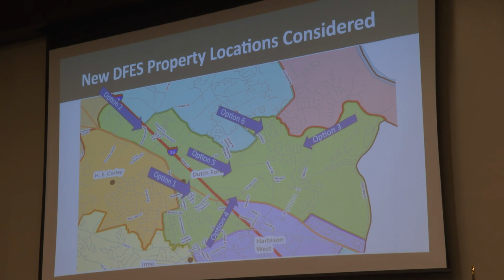In our assessment, we use our realtors to help us find such spots. Option 1, right next to Dutch Fork Elementary School, was not for sale. Option 2 is now owned by Gray Collegiate, and that's where they're building. So that left us with options 3, 4, 5, and 6, correct?